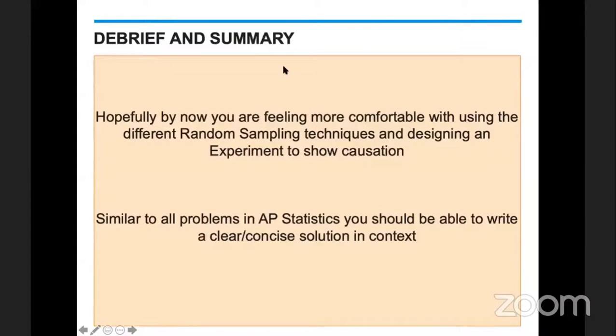So hopefully by now you're feeling more comfortable with using the different random sampling techniques. Again, we talked about the 4 principles and designing an experiment to show causation. That's kind of the big word. I want to be able to, at the end of a well-designed experiment, say this caused that. Similar to every single problem that Luke and I do in AP Statistics, probably just in life, you should be able to write a clear, concise solution in context.